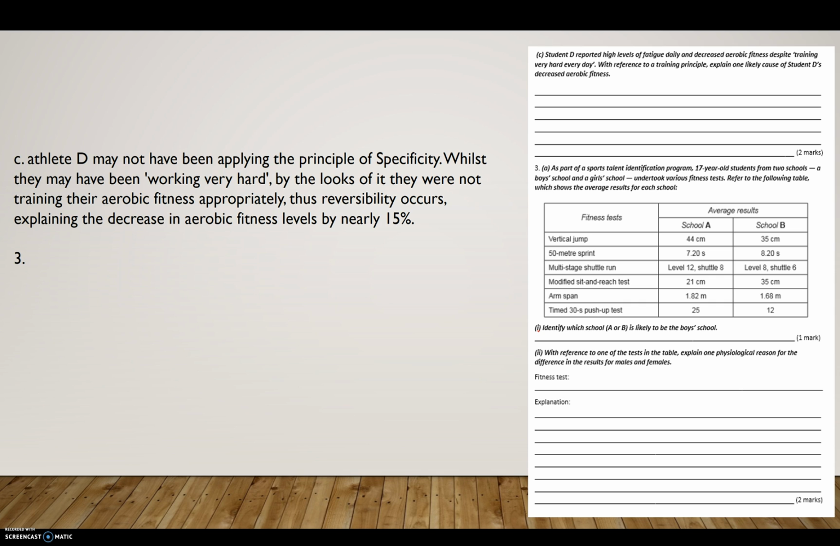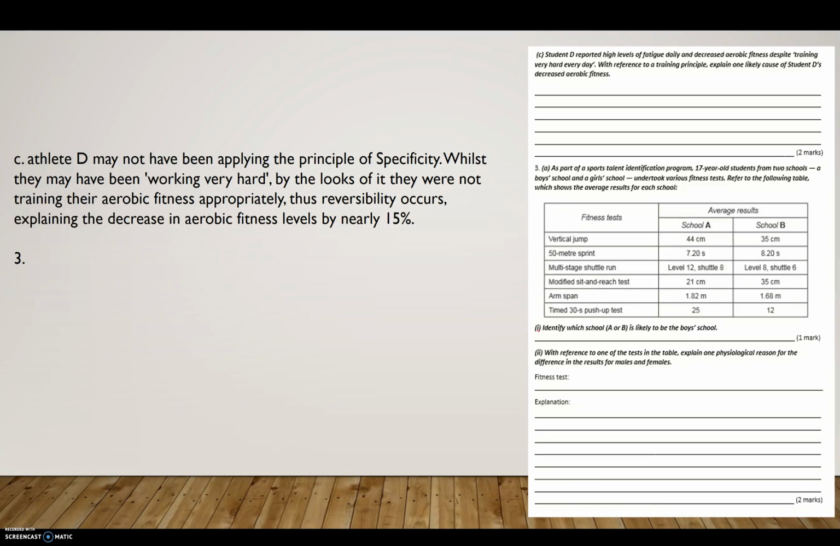So athlete D may have not been applying the principle of specificity. While they may have been working very hard, by the looks of it, they were not training their aerobic fitness appropriately, thus reversibility occurs. Explain the decrease in aerobic fitness by nearly 15%. So again, I've talked about how much they've decreased, but talking about specificity, again, that was a difficult question. But you would have only lost 1.5 marks there if you weren't specific to specificity.